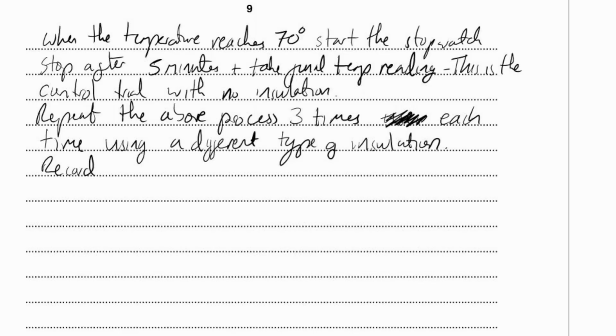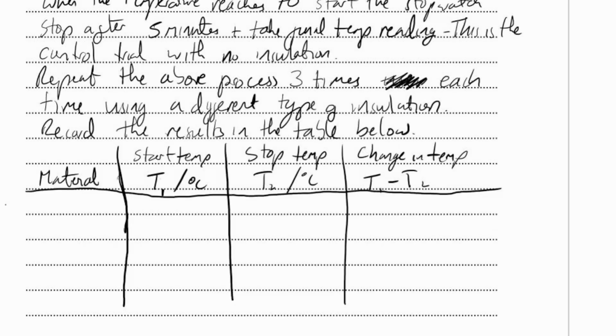So let's put out a table for it. Right, so what am I going to record? Well, first of all, the material, then the start temperature, the stop temperature, and the change in temperature. So let's just write down the materials we'd be expecting to use. There we go, so we've got none, we've got the control attempt, and then we've got material 1, material 2, material 3. We're just writing that down because they haven't told us what they are.